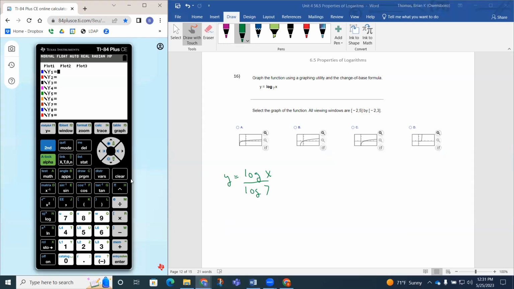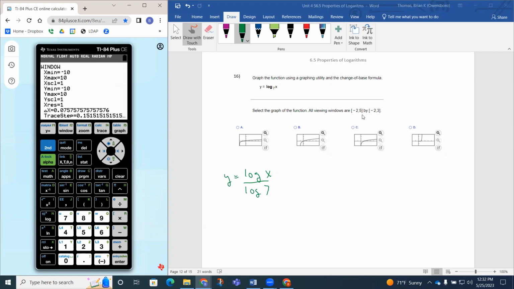So y equals, and type in the log of x, log x, close parenthesis, divided by log 7, close parenthesis. If I graph that, that'll give me that graph there. Notice it says change the viewing window too. So if you want, you can change your viewing window.